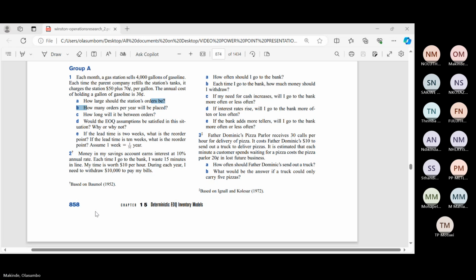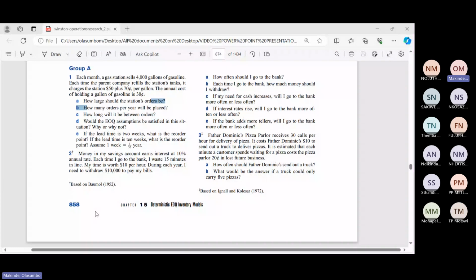How large should the order you want to place be? Yes, economic order quantity. Thank you very much, Sakiwe. Economic order quantity is how much you order, the size of your order every time you place an order. So that is EOQ. You need to use your EOQ formula to calculate that. Then after you determine your EOQ, the next question asks how many orders per year you should place. That's number of orders. You know how to do that.